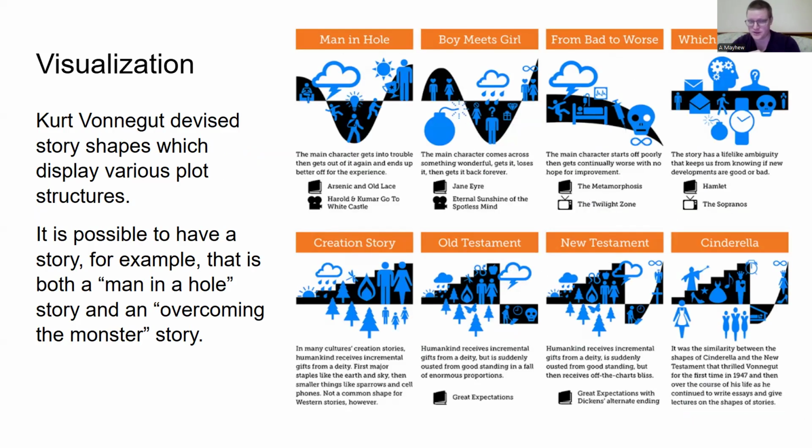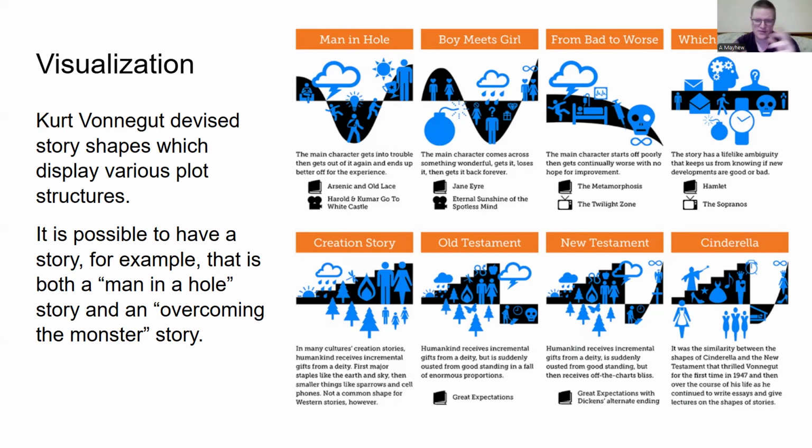So Kurt Vonnegut devised something he called story shapes, which display various plot structures. For example, there's the man in the hole story structure, where the main character gets into trouble, then gets out of it again, and ends up a little bit better off for their experience. Or there's boy meets girl, or from bad to worse: Kafka's Metamorphosis, where the main character starts off poorly and just gets continually worse with no hope for improvement.